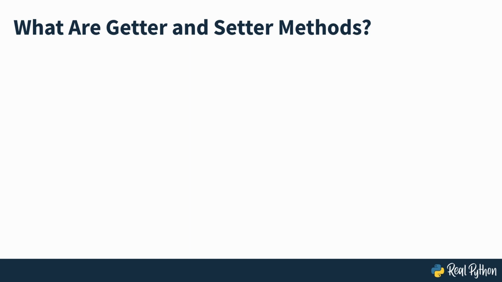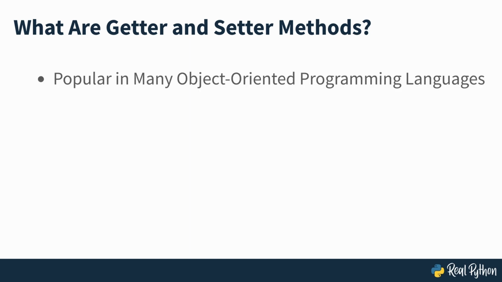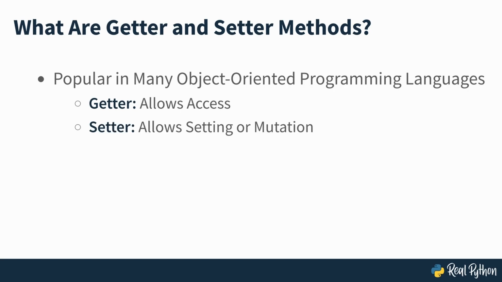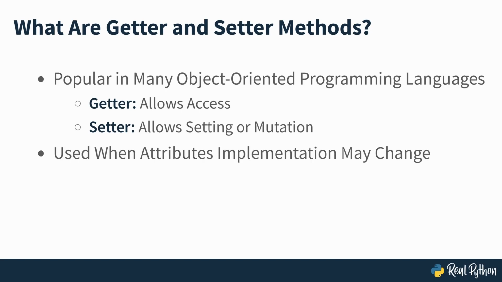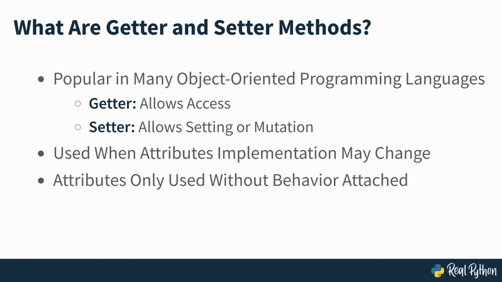Getter and setter methods are quite popular in many object-oriented programming languages, and it's pretty likely you'll have heard about them already. As a rough definition, a getter is a method that allows you to access an attribute in a given class, and a setter is a method that allows you to set or mutate the value of an attribute in a class. If an attribute is likely to change its internal implementation, then you should use getter and setter methods. This pattern also suggests that public attributes should be used only when you're sure that no one will ever need to attach behavior to them.